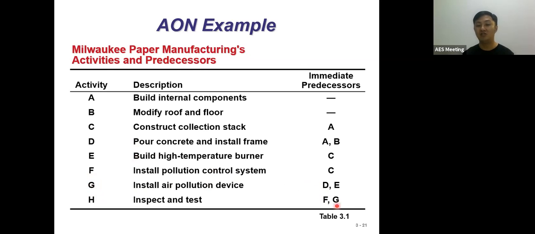F and G will be the predecessors, H will be the consequence. So F and G should start first, then only can we start H. H will be inspect and test. It will be at the end here. Getting that, right? So let's see in the picture.